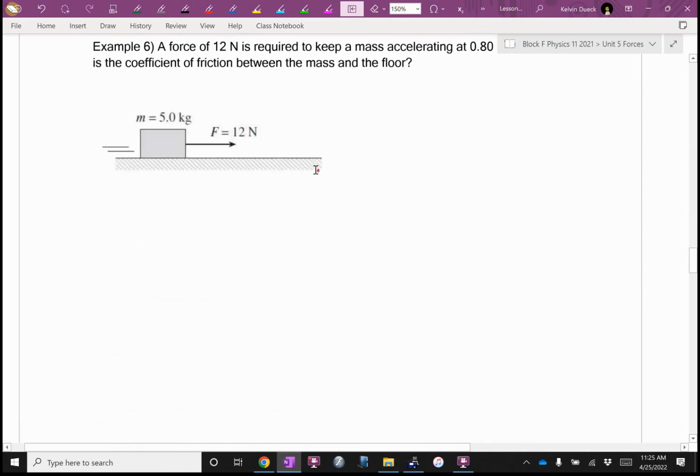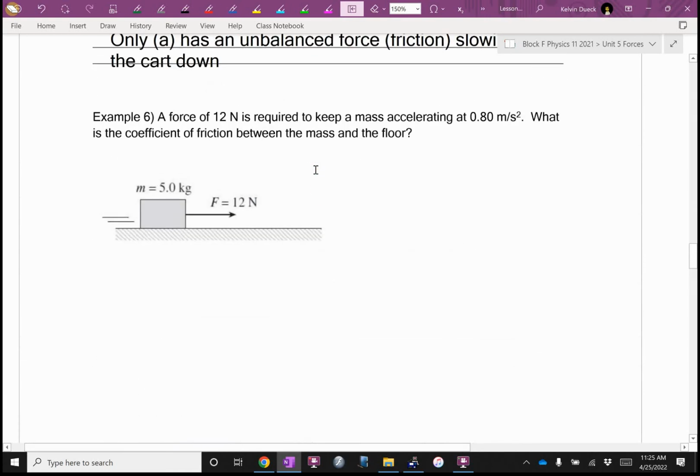I like example 6. Example 6 is a nice question. A force of 12 newtons is required to keep a mass accelerating at 0.8 meters per second squared. What is the coefficient of friction between the mass and the floor? Ooh!